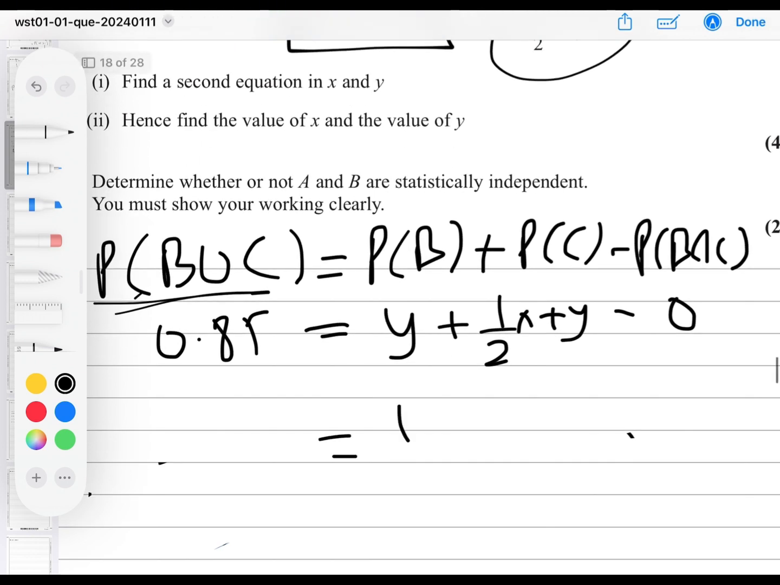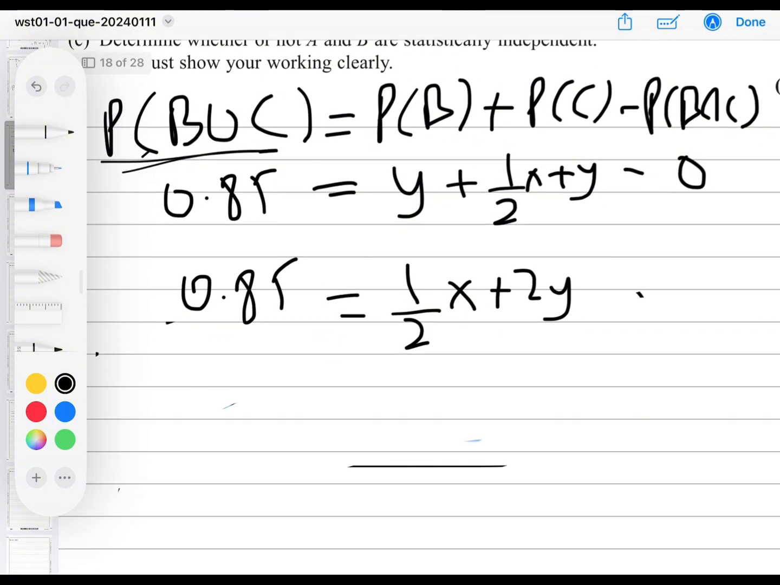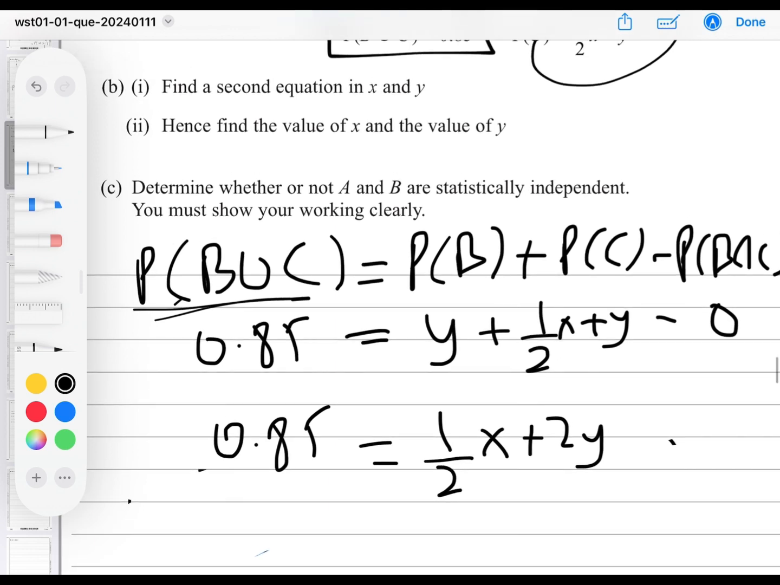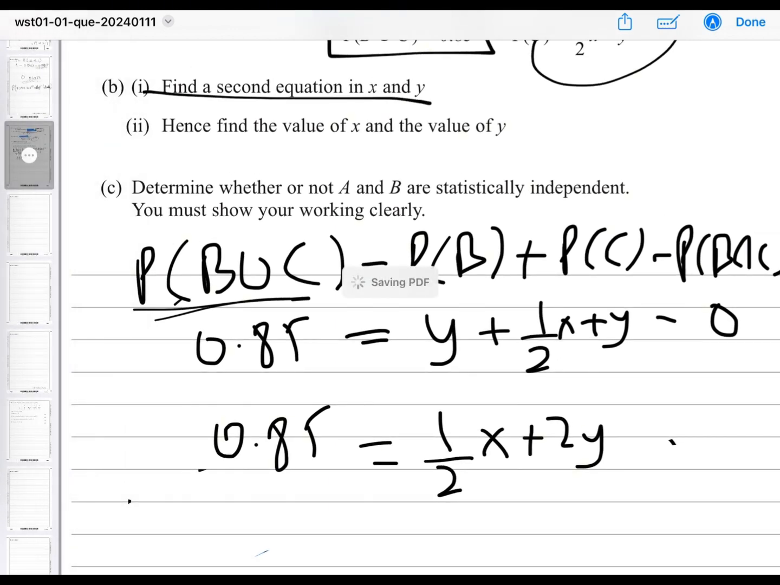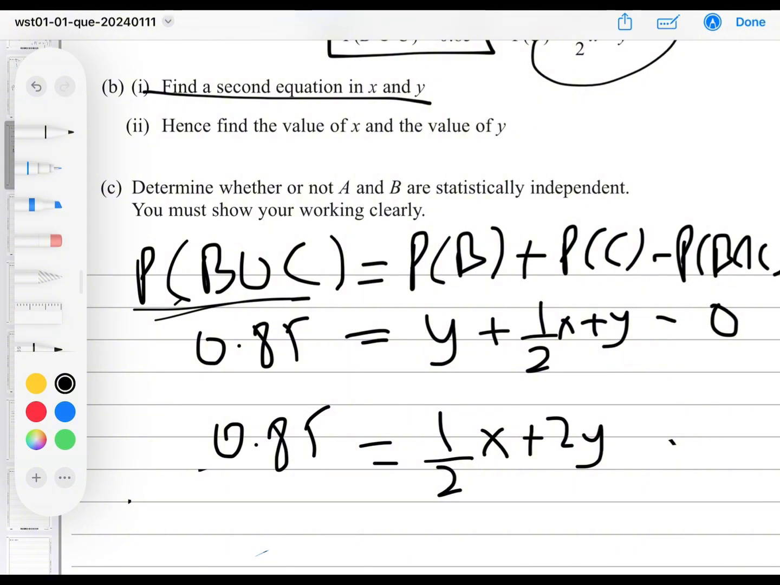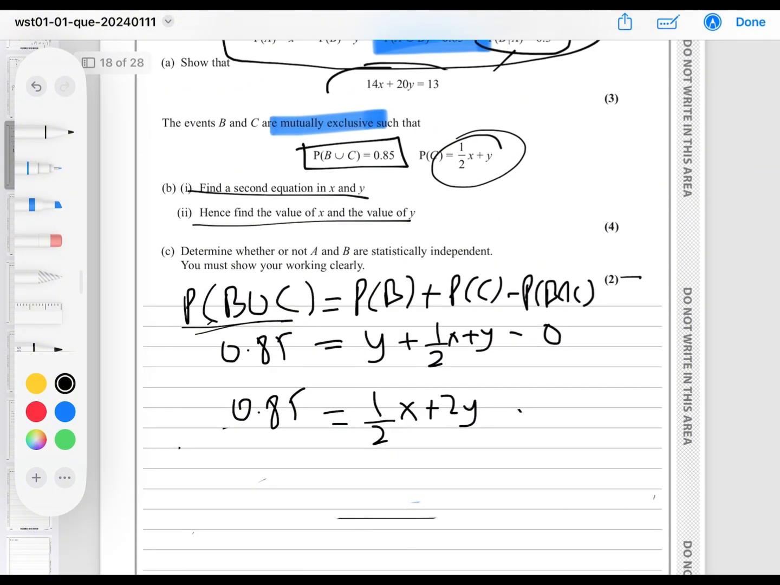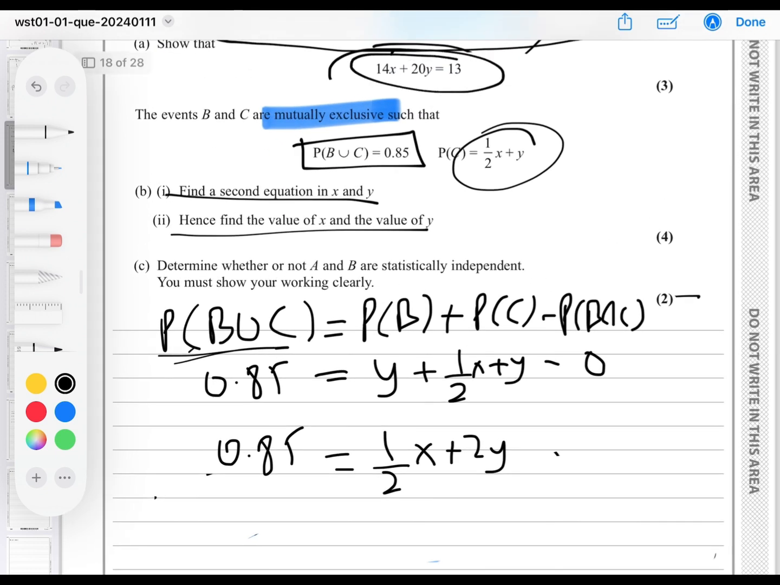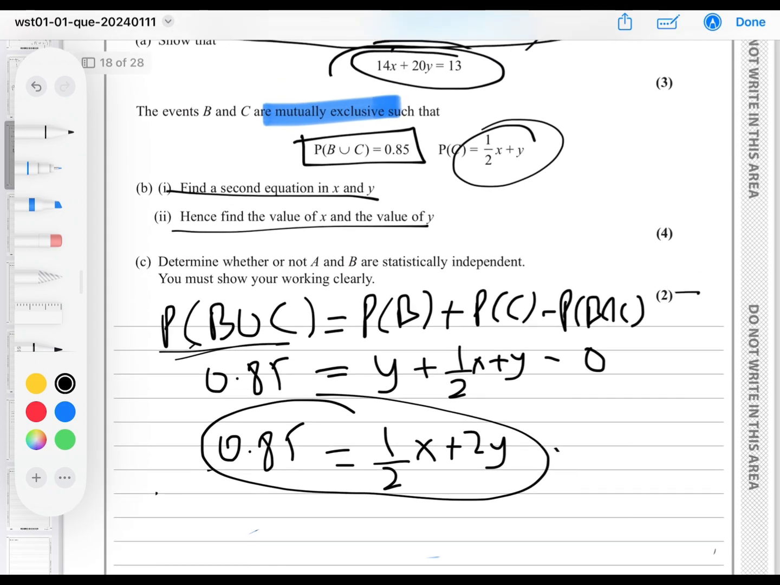It's a pretty straightforward question. 0.85 is here. Now they're saying to find the second equation, so this is the second equation which we have. Now they are saying that we have to find the values for x and y. Okay, so we have two equations. This was the first one, and this is the second one. Now we will solve them simultaneously. I think now this is easy.